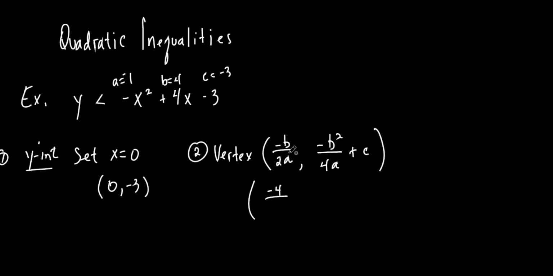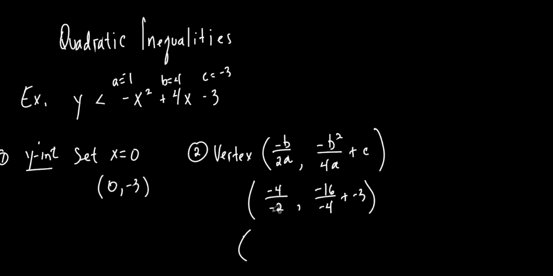This is more important. All right, so it's negative b over 2 times a. So 2 times negative 1, which is negative 2. We'll simplify that in a second. All right, let's do this. B squared, so that'd be 16. That'd be a negative 16, right, over 4 times a. So that would be a negative 4 plus c. What's my c? It's a negative 3. All right, let's figure this out.